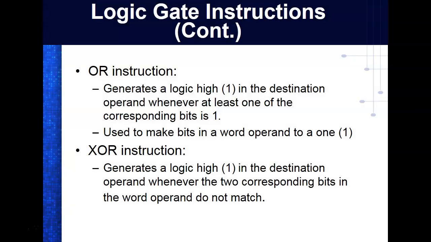Then we got the OR math. The OR math is exactly opposite of an AND. So what an OR math does is make sure bits in the answer are ones. The AND math makes bits in the answer 0. An OR math makes sure bits in the answer are 1. We let the others come through.